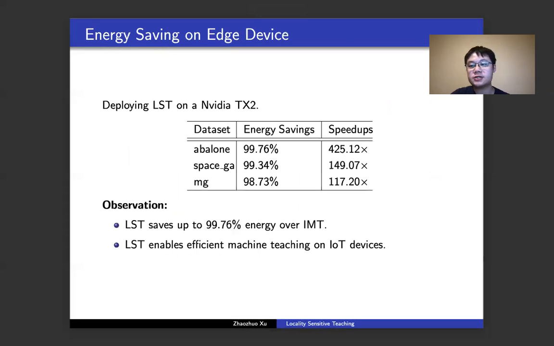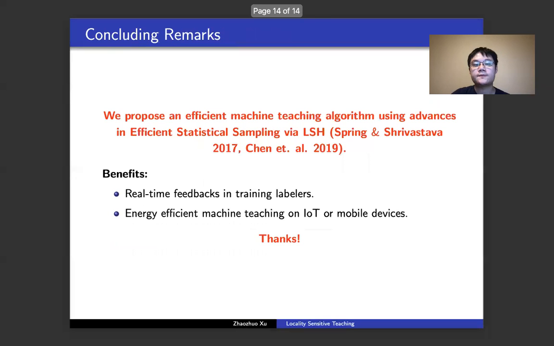We also first deployed LST on an NVIDIA TX2 edge device, and then we measured the energy consumption of LST and IMT. We observed that LST achieves up to 99.76% saving of energy over IMT. In this way, we show that LST enables efficient machine teaching on IoT devices.